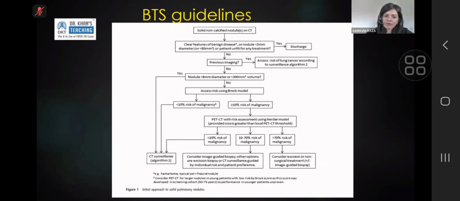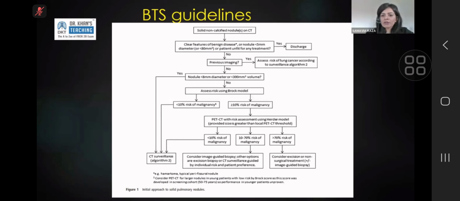So if the lesion is bigger than 300 cubic millimeters or bigger than 8 millimeter, you should assess it by the BROCK model. If the risk of malignancy is more than 10%, you need to assess it with the PET-CT. PET-CT has further risk assessments. By that time, the lesion has already gone to a lung MDT or already gone for specialist referral.